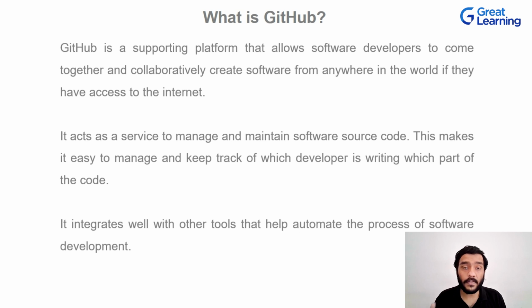So that's why when we talk about GitHub, we talk about how it is a supporting platform that allows software developers to come together and collaboratively create software from anywhere in the world if they have access to the internet, right? So you are able to push and pull code from this remote server because you have access to the internet, right? That's why it's a cloud-based service. Now, what it does is it basically maintains the code, it manages the code, and it allows you to view any history of changes made to the code.